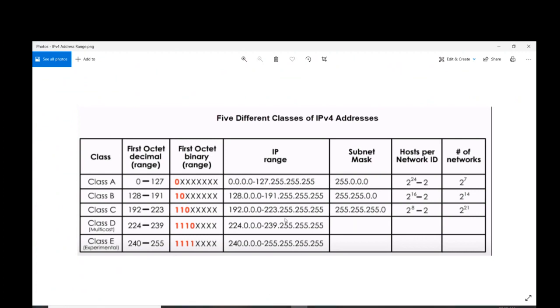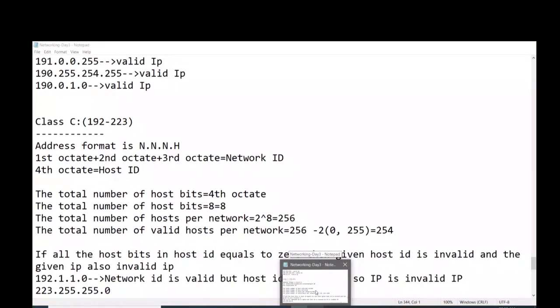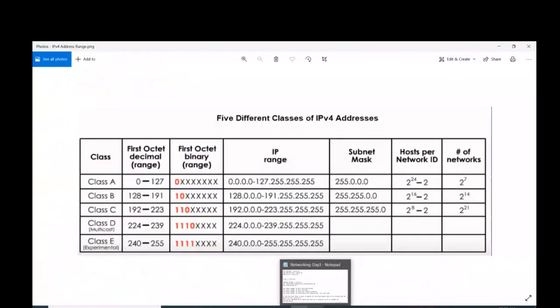IP range with the examples we have done. Yes or no? Is this valid or invalid? So we are completing this. Now what we'll do: the same examples again, but this time I will mix IP addresses from different classes, class A, B, and C. And now you have to tell whether it's valid or invalid.